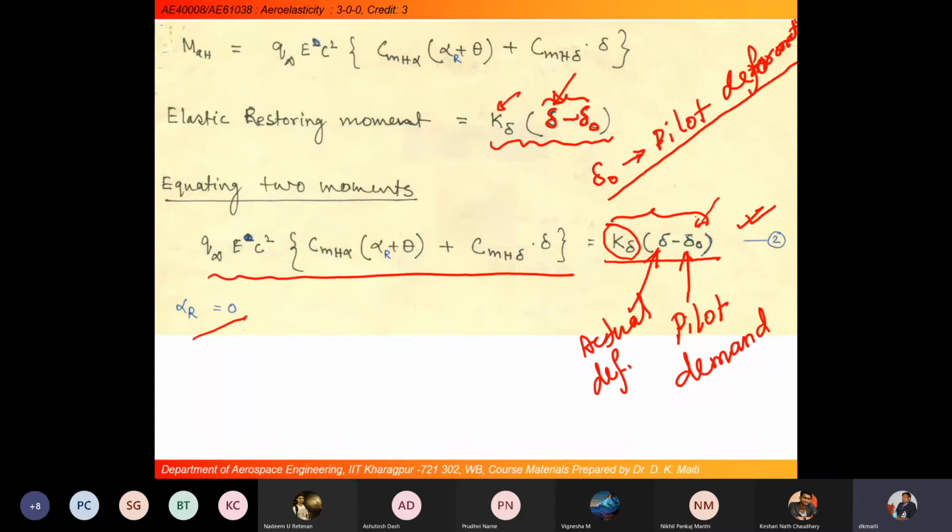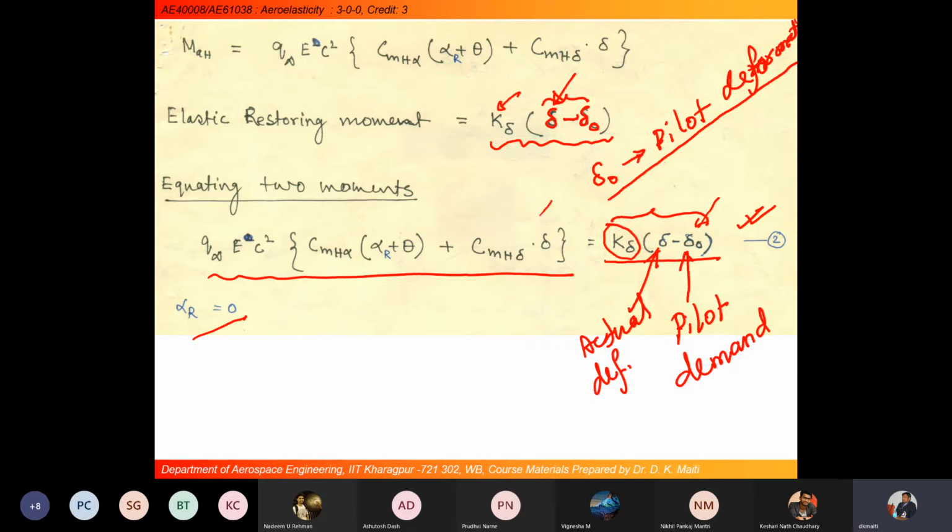the pilot demand of the control surface, but due to flexibility of the control surface, we have actual deformation delta. Delta minus delta naught multiplied by K delta will be the elastic restoring force by the control surface actuator, and aerodynamic moments acting due to angle of attack and also deflection of the control surface.